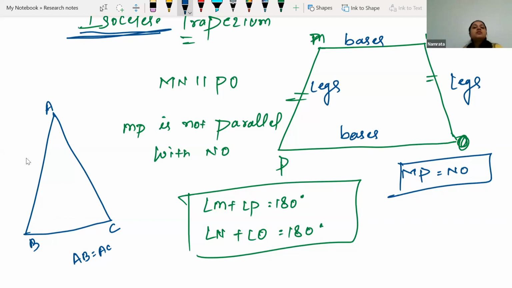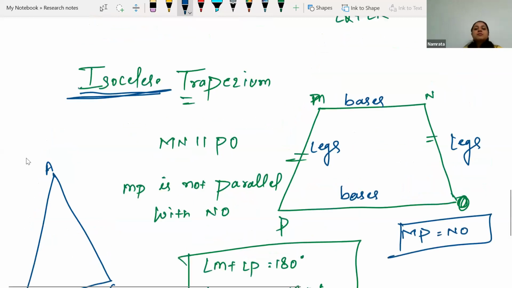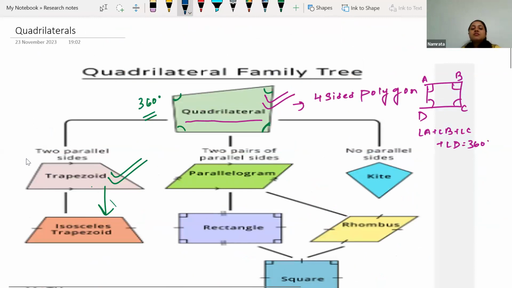Is it coming from any theorem or any other property? No, this is the quality of the isosceles trapezium. What I'm saying is that in this quadrilateral family tree, each and every member will pass on its properties to the next member. But apart from that, the next member will also have its own particular qualities, right? Yes. So all the properties of the trapezium are followed by the isosceles trapezium, but apart from that, the isosceles trapezium's legs will be the same.